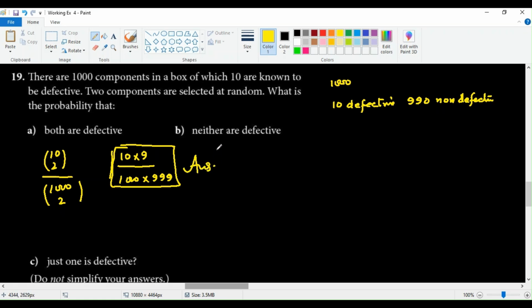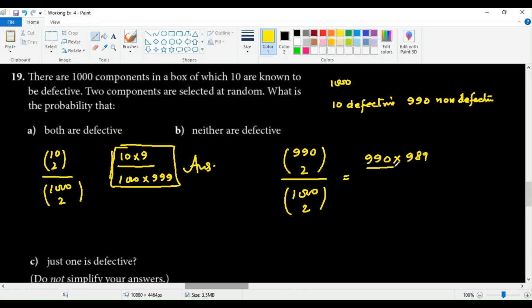Now comes neither is defective. So we are talking about 990 choose 2, and it's divided by 1000 choose 2. That means we are talking about 990 multiplied by 989. And in here down we have 1000 multiplied by 999. We are not simplifying as mentioned in the book, not to simplify. So this is going to be the answer for this part of the question.